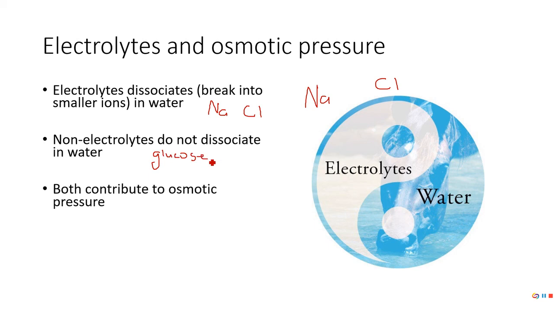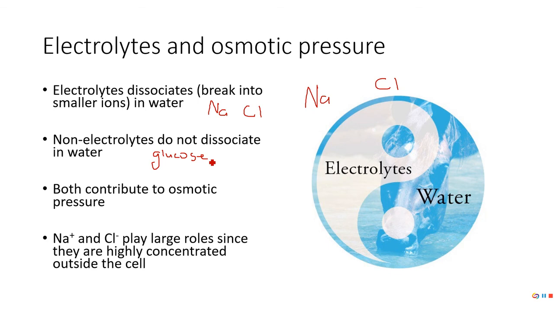However, both of these contribute to osmotic pressure, and sodium and chloride are the main ones, or the ones that play the biggest role. And this is because they're highly concentrated outside of the cell. So potassium doesn't play as big of a role.